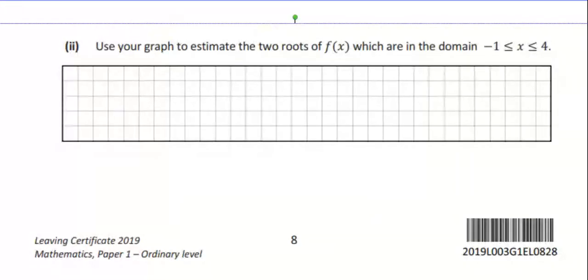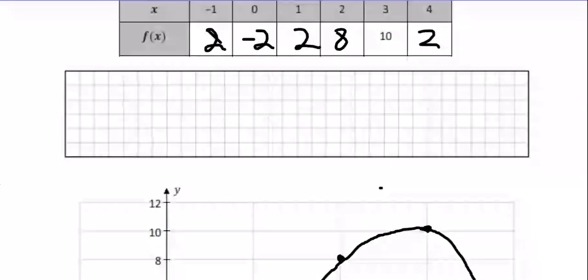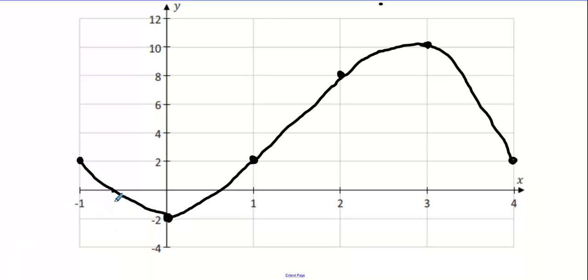Okay. What's the next part? Estimate. Use your graph to estimate the 2 roots. Now, what do roots mean? Roots means where f of x equals 0, where your y value equals 0. Hence, where it hits the x-axis. Where are the y values equal to 0? Reckon here and here. Those 2 ones here, the 2 red ones. Are you happy with that?